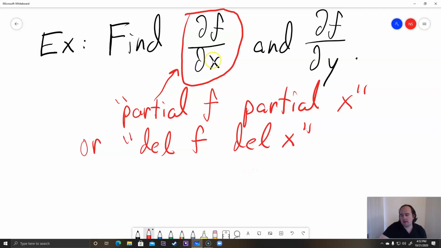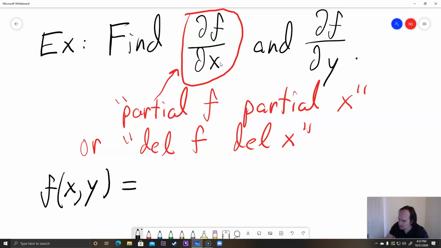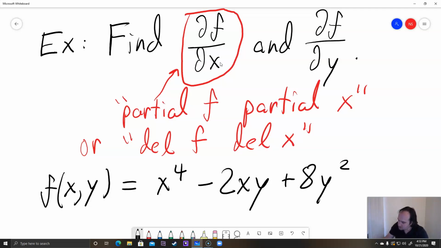Okay? And what it means is you take your function and you treat all the other variables as constants, and you just take the derivative with respect to x. Okay? And for this example, the function that they give us is a function of multiple variables, so it's f of x comma y, and this equals x to the fourth minus 2xy plus 8y squared. And we want to find partial f, partial x for starters, and then we're going to find partial f, partial y.